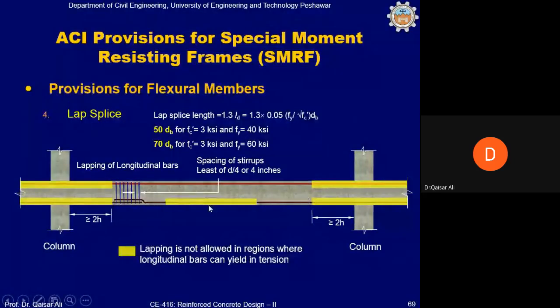The bottom bars shall not be lapped in the locations shown here, not at the midspan, not at the end of the beams. And the negative bars can be lapped at the midspan because there is no negative bending moment here. However, they shall be avoided at the end of the beam in the critical region. Okay, so lapping shall be avoided. The basic principle is that lapping shall not be allowed in the regions where longitudinal bars can yield in tension.